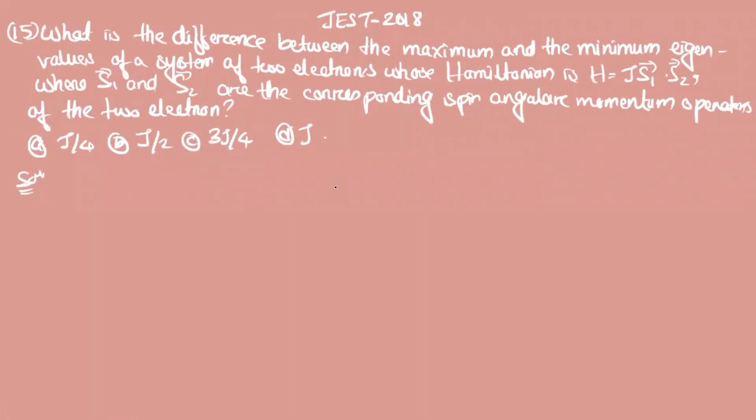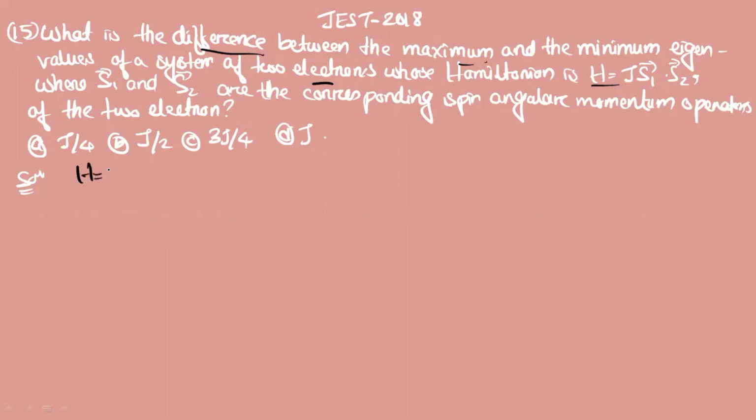Now, here it is said, what is the difference between the maximum and minimum energy eigenvalue? Eigenvalues means energy values, okay? Of the two electrons whose Hamiltonian H equals J S1 dot S2, where S1 and S2 are the corresponding spin angular momentum operators. So you are asked to calculate the difference between the maximum and the minimum eigenvalues of the system, that is energy values, okay? For two electrons whose Hamiltonian is given to you. So this is also a very direct formula. You are asked to calculate just the difference in the energy values.